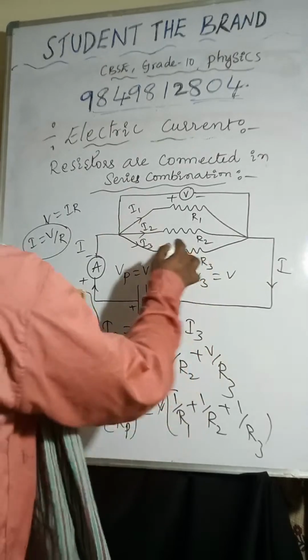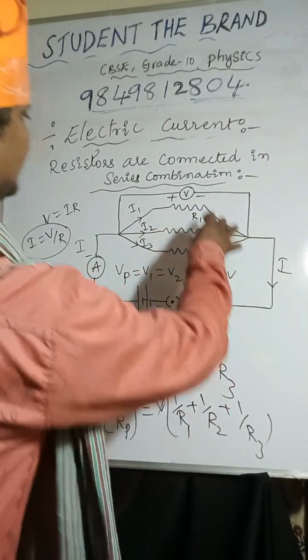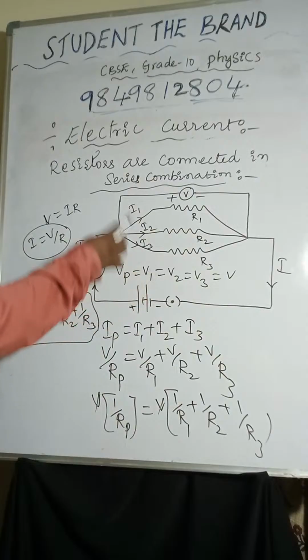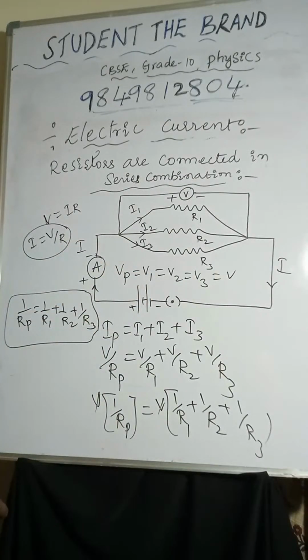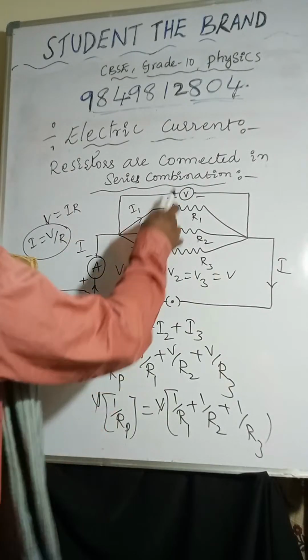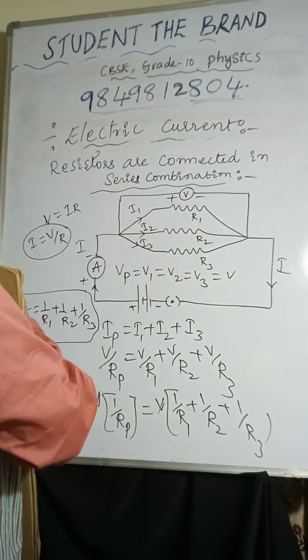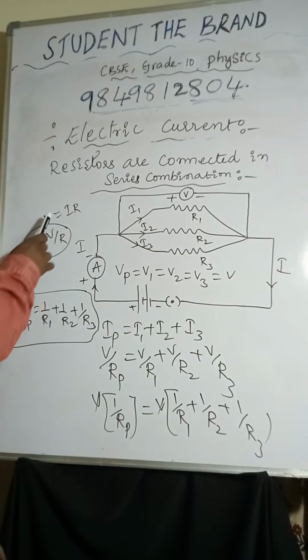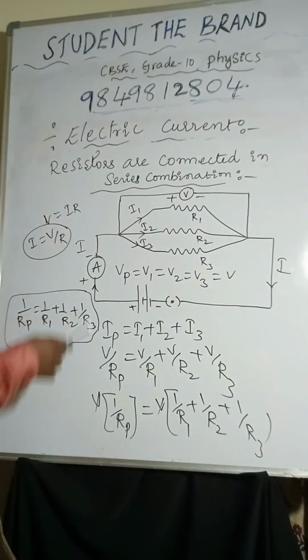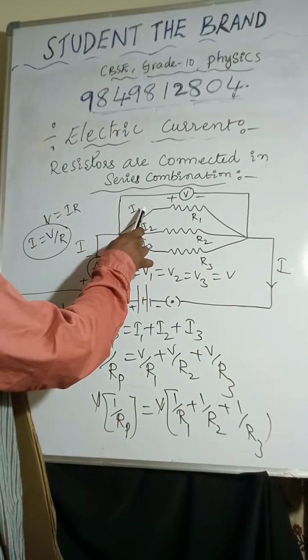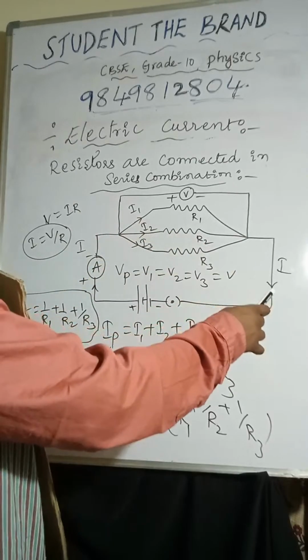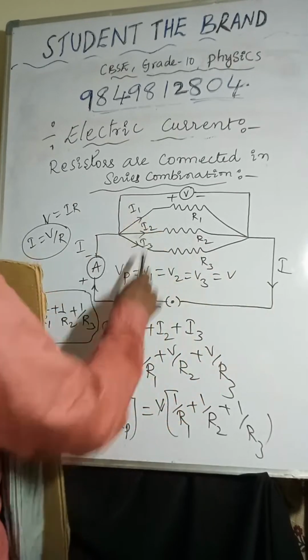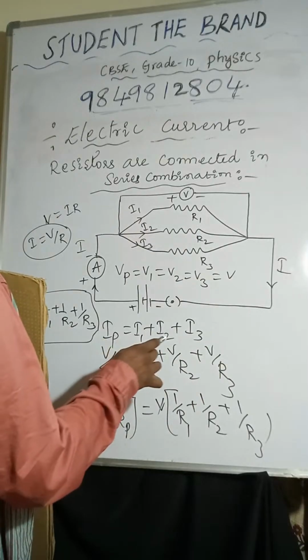So I'm taking here R1, R2, R3. Three resistors are connected in parallel combination. So potential difference is same. That's why Vp equal to V1, V2, V3 equal to V. From Ohm's law, V equal to IR, I equal to V by R. So current is dividing into I1, I2, I3. So overall current, if you want to get, you need to add all these three. Ip equal to I1 plus I2 plus I3.